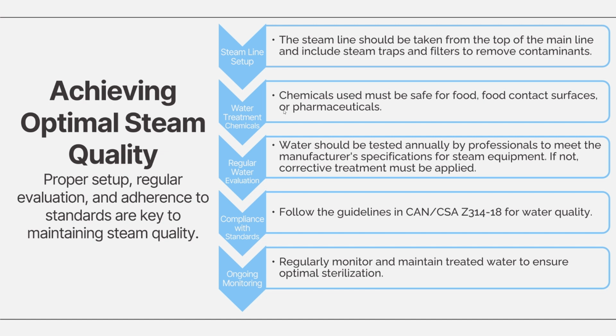Water treatment chemicals used for water softening or treatment must be approved for food contact or pharmaceutical use. This prevents introducing harmful residues that could affect instruments or patient safety. So basically, if the water treatment uses chemicals, you have to ensure that it's also used for food. Because if it's safe for food, that means it is safe for medical devices too.